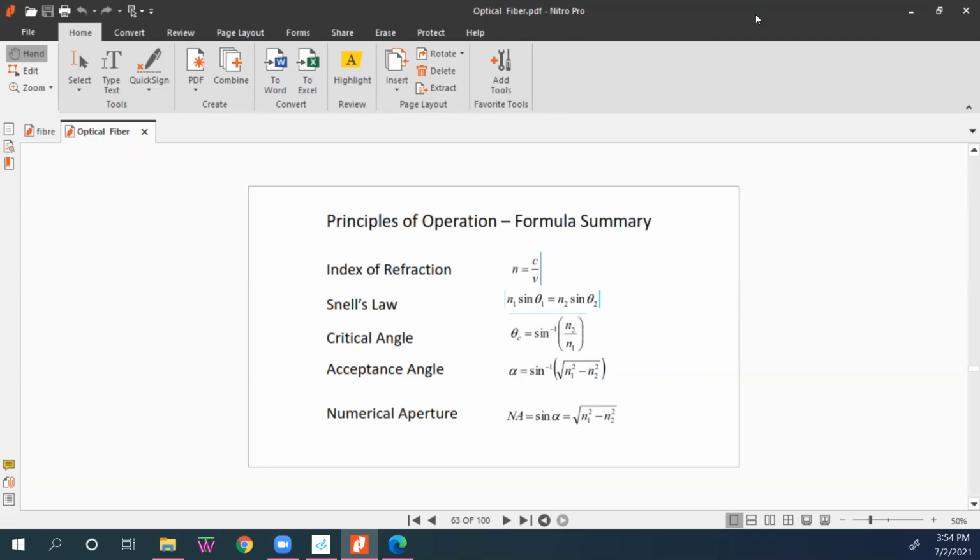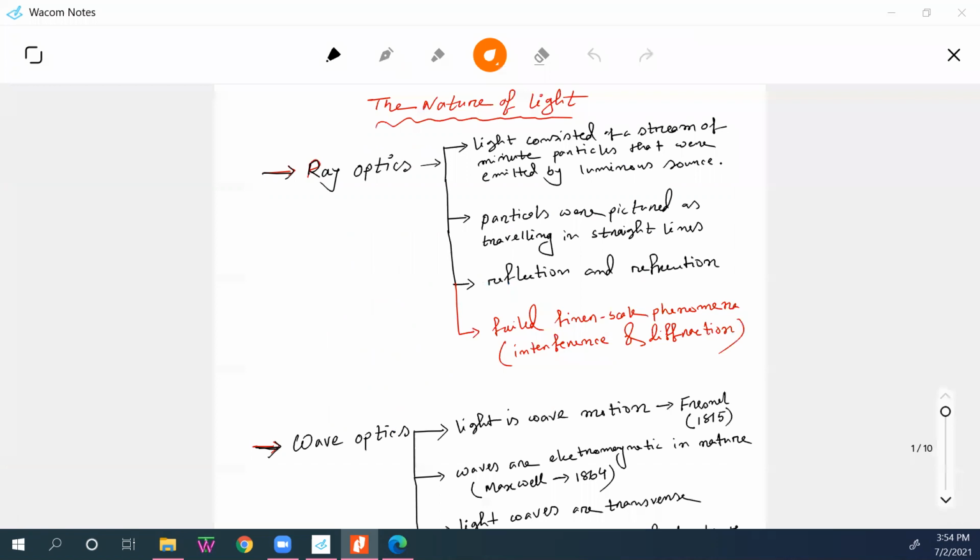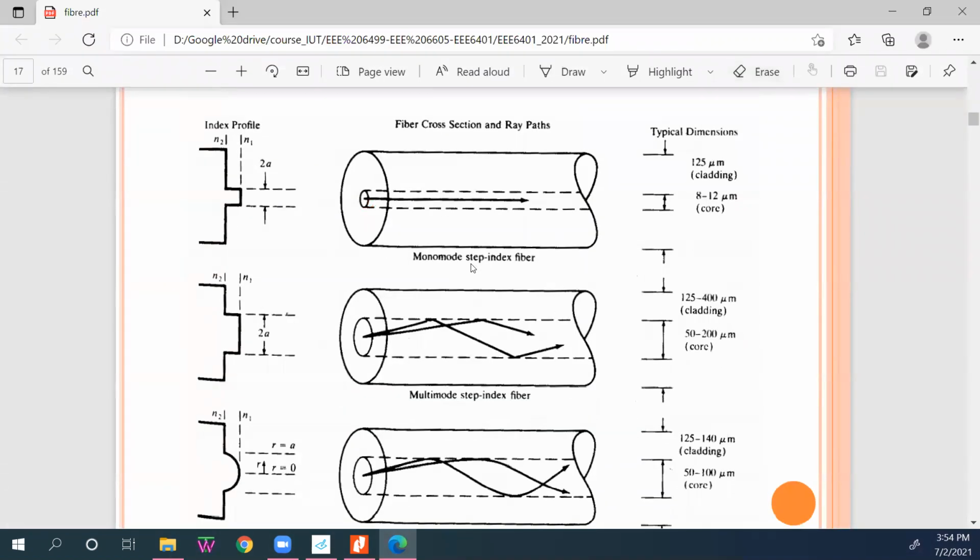We ended up in step index and gradient index fiber. We'll start from there. So remember, we concluded there are two fiber types we discussed, right? The major fiber kinds are single mode fiber or multi-mode fiber. Multi-mode fiber has two kinds. One is the step index, one is the gradient index.